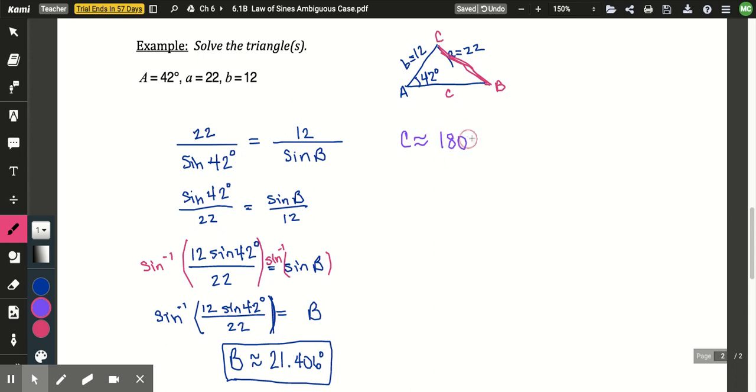I'm going to use the same formula that I did last time. It'd be 180 minus the sum of the two angles that I have values for. Okay, and I could put that in my calculator to get an approximation. So my approximation there would be 116.594 degrees. So there's a second answer.